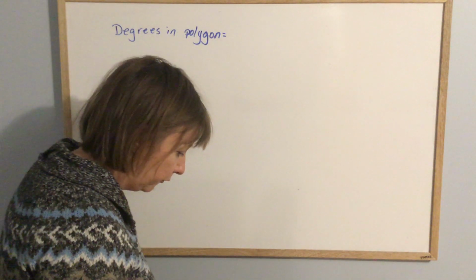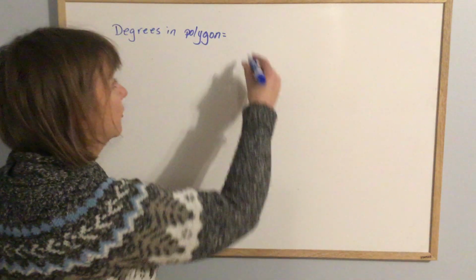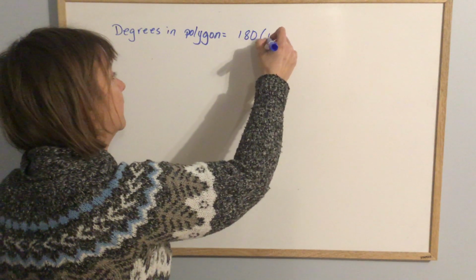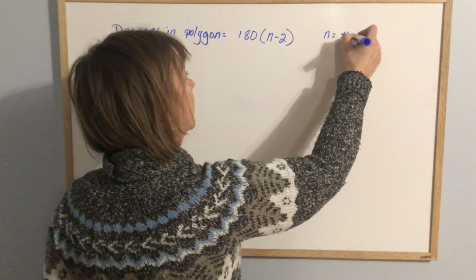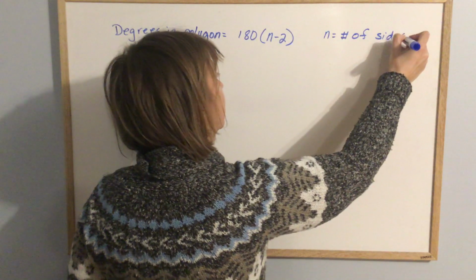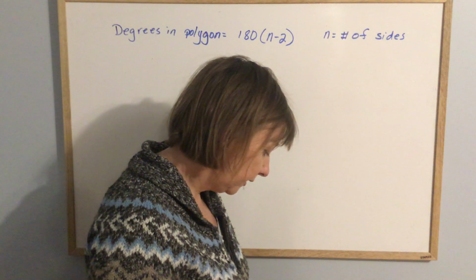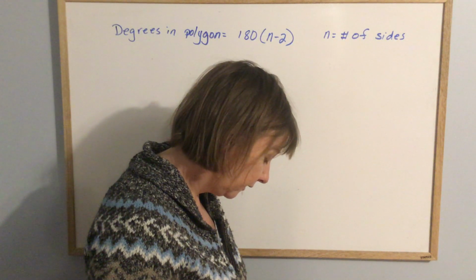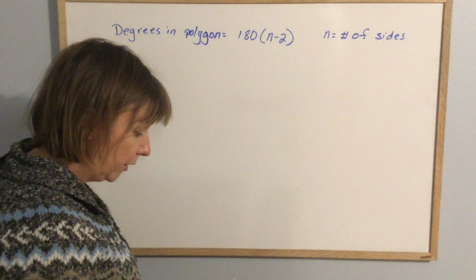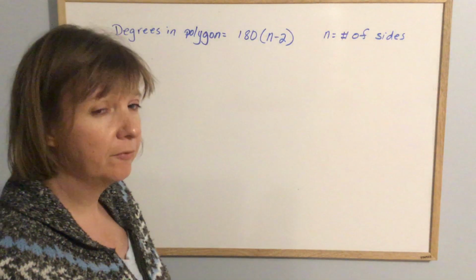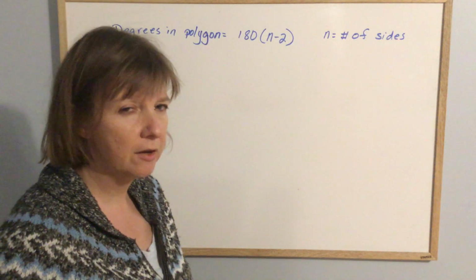There's a formula for that actually. The formula is 180 times (n minus 2), where n is the number of sides in your polygon. That's really all there is to it, kind of. There's a couple of other theorems about 90-degree angles, like how many right angles it would be, but we're not doing any of that. We're just doing this.